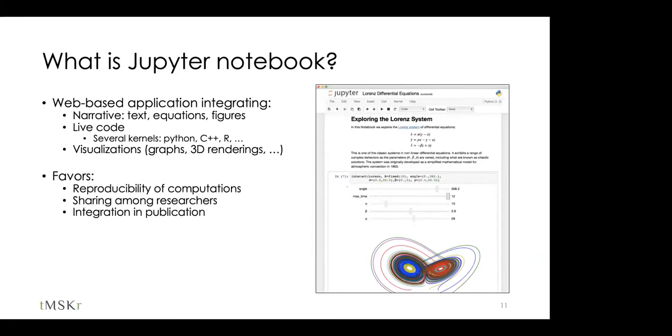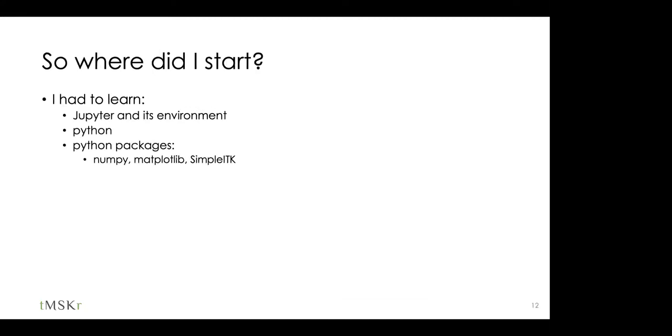In addition, it definitely favors the reproducibility of computation because we can rerun the Jupyter Notebook several times and hopefully always get the same results. It is convenient to share among researchers, and it's very easy to integrate in our publications. Finally, there are some very practical technical advantages: it works for all the operating systems, so we don't have to build code differently for different operating systems, and we can run it on a cluster or locally. It's really extremely versatile. So when I discovered all this, I really wanted to try it out.